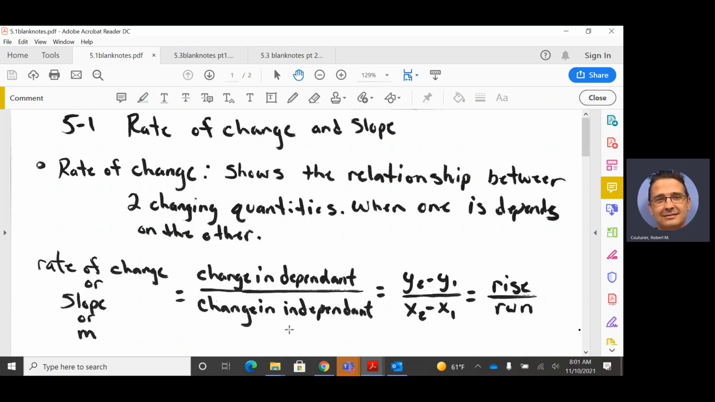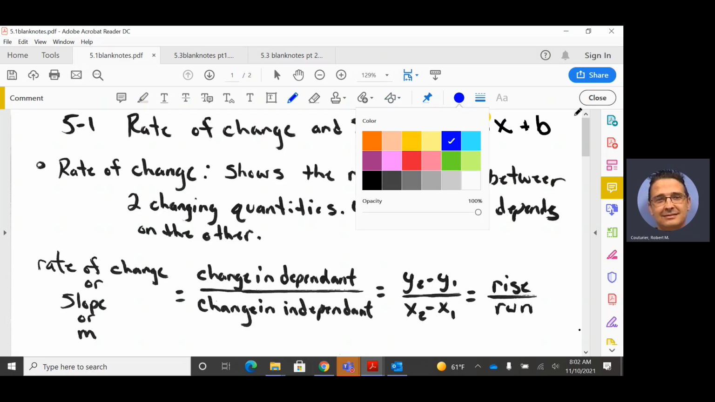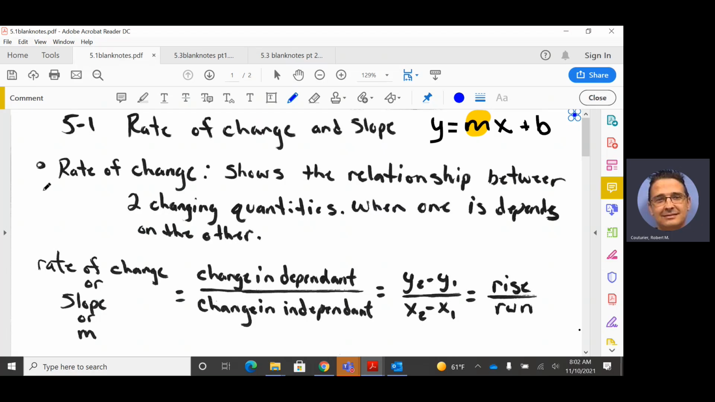Rate of change, slope. Most of you that are now in Algebra 1, since this is high school, are going to be using this equation, y equals mx plus b. And we're dealing with slope today. Slope, also known as the rate of change. We're going to learn how to calculate it, how to use it, and all of that fun stuff today. So let's start off with, what exactly is a rate of change?